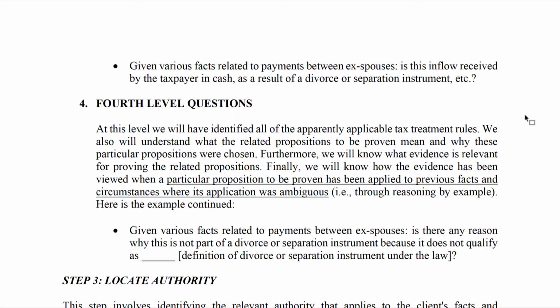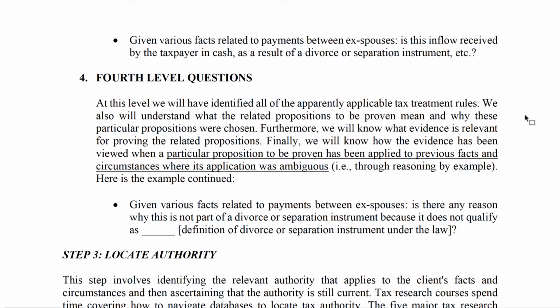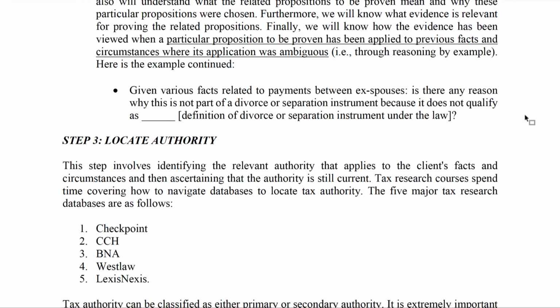So that's the idea. The second reason why we do this is because when you're writing memos, you want them to be logically structured like this. You want to have a logical progression going down and showing your reader, your audience, hey, I start at the top and I go all the way down. All right, so now that we've done issue identification, let's talk about locating authority.